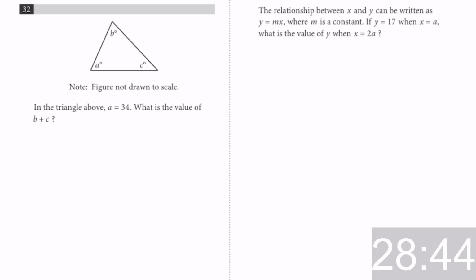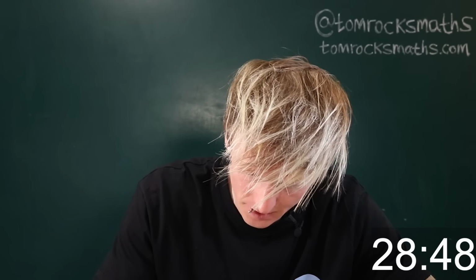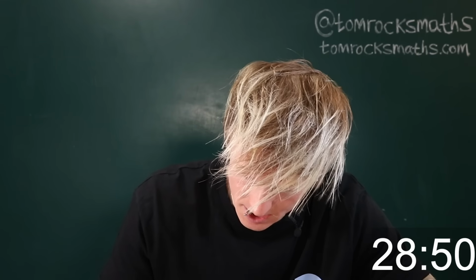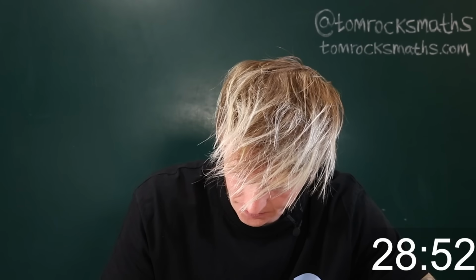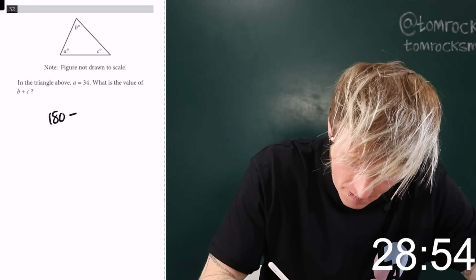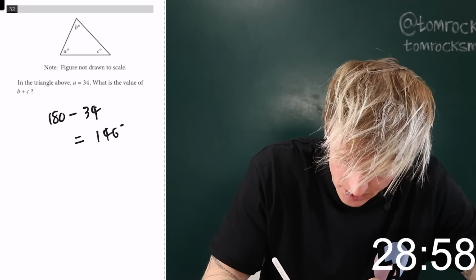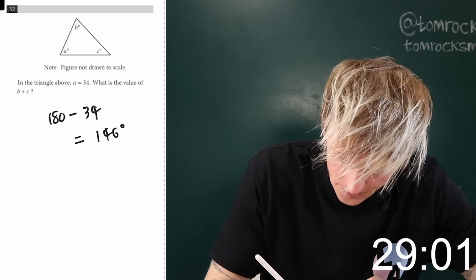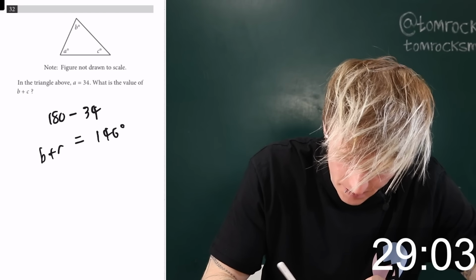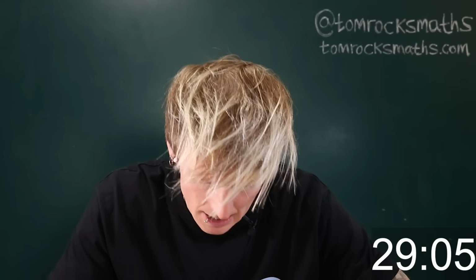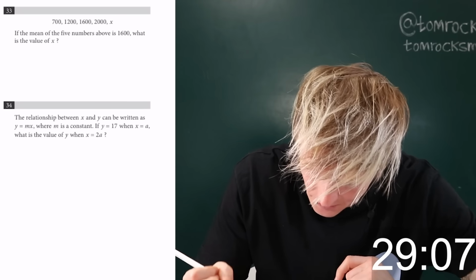In the triangle above, A is 34 degrees. So therefore, it's a triangle, so the total angle has to be 180. So B plus C is just 180 minus 34, which would be 146 degrees is the answer. Okay, cool. That's B plus C, 146.